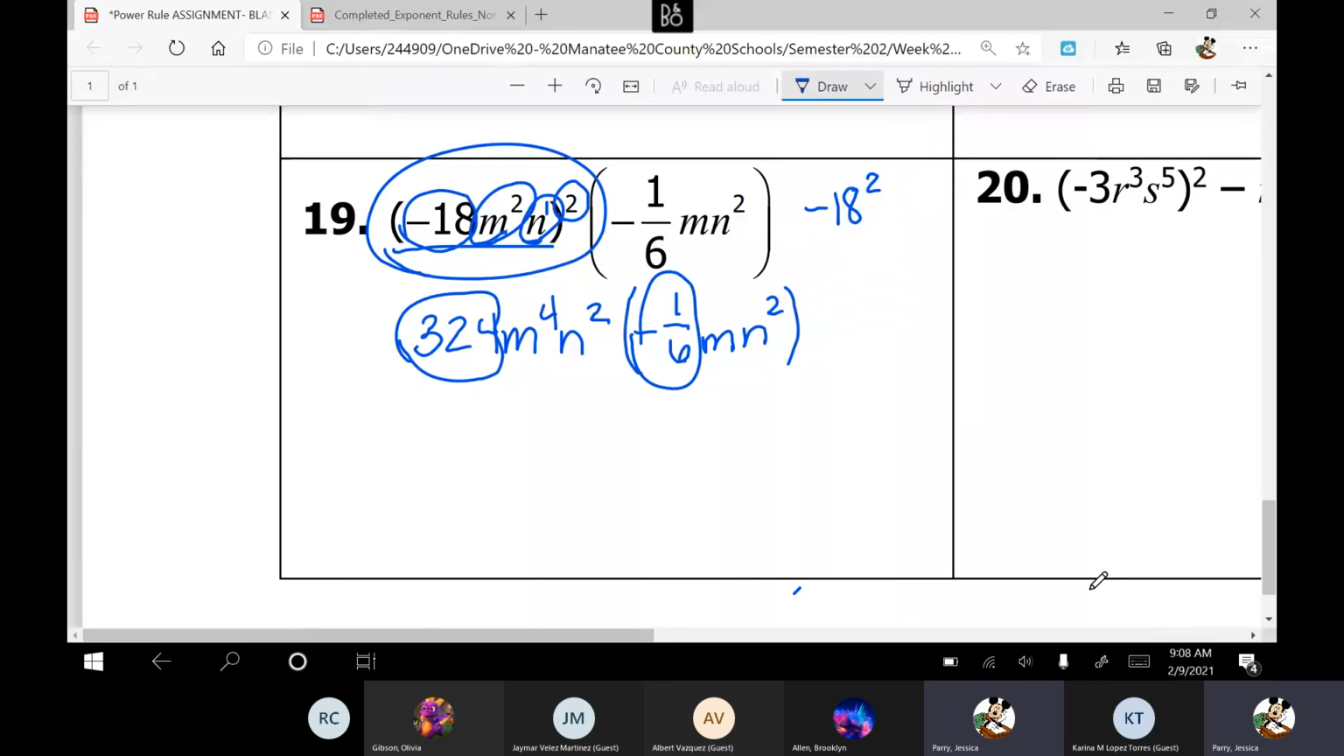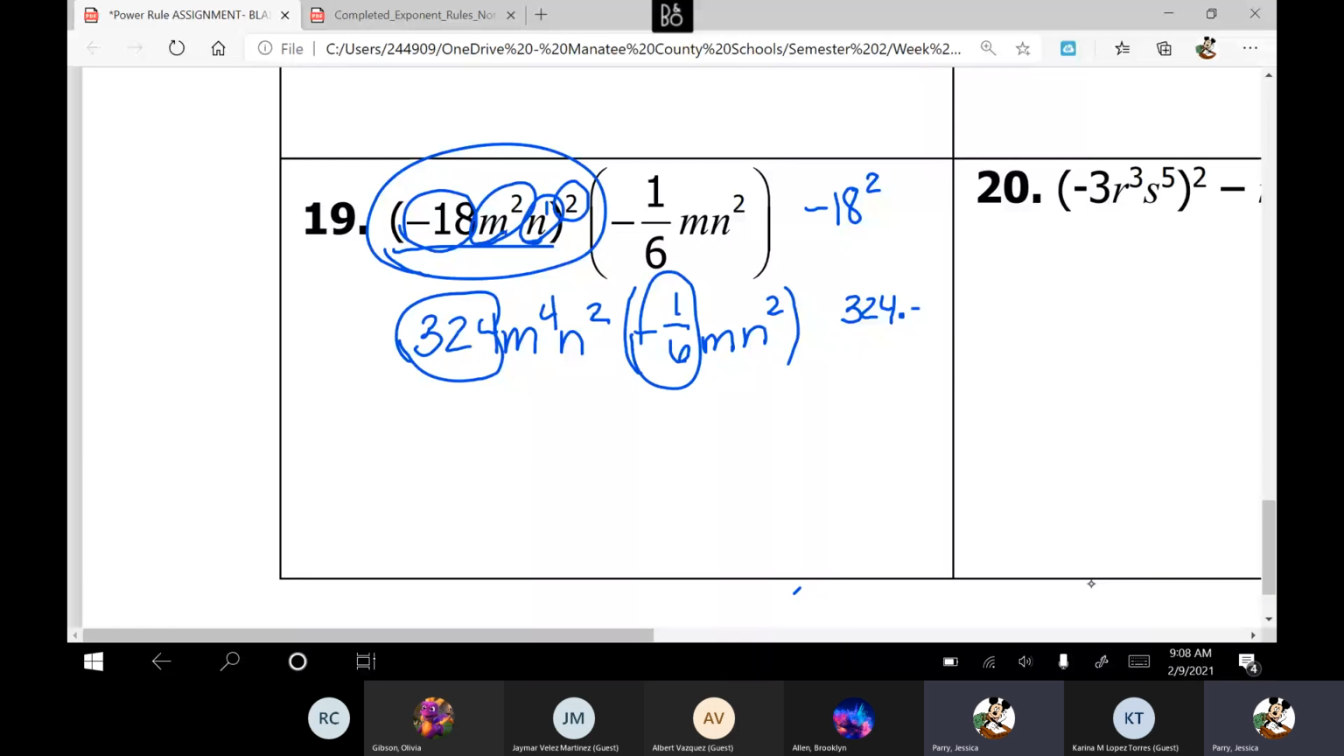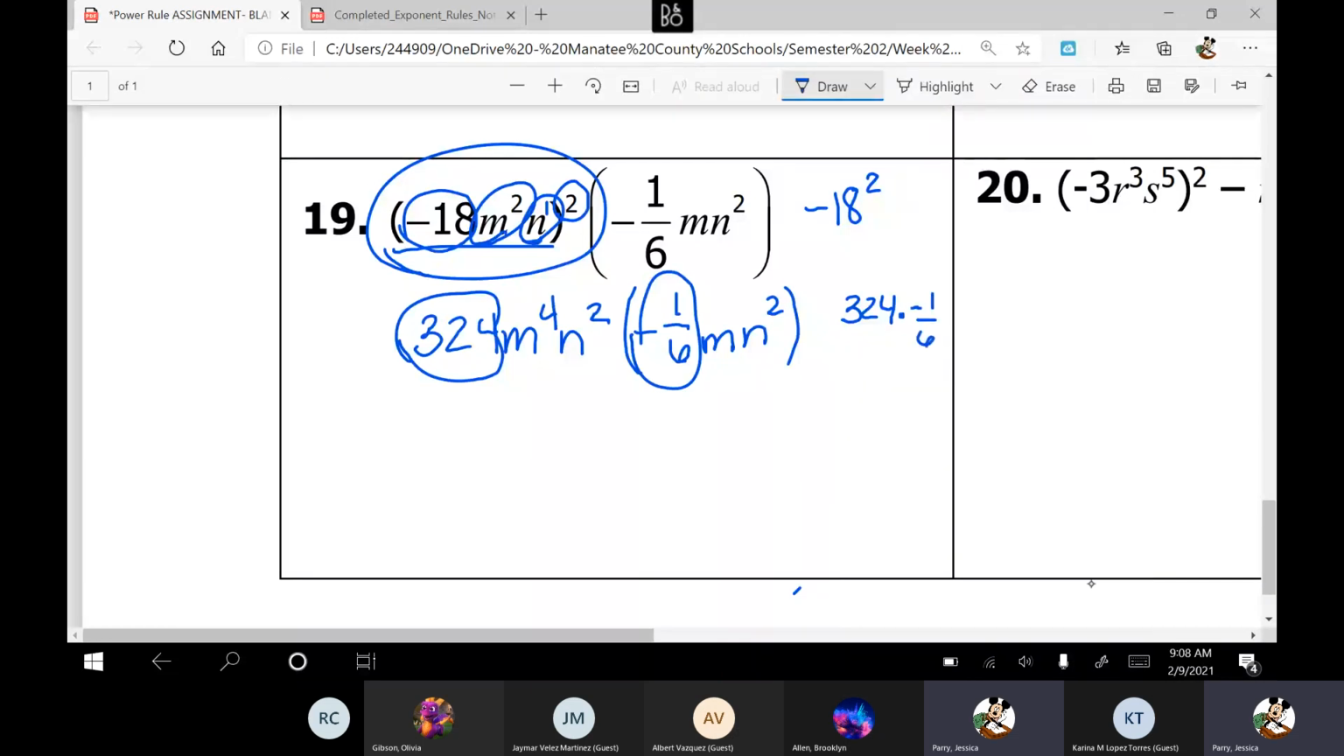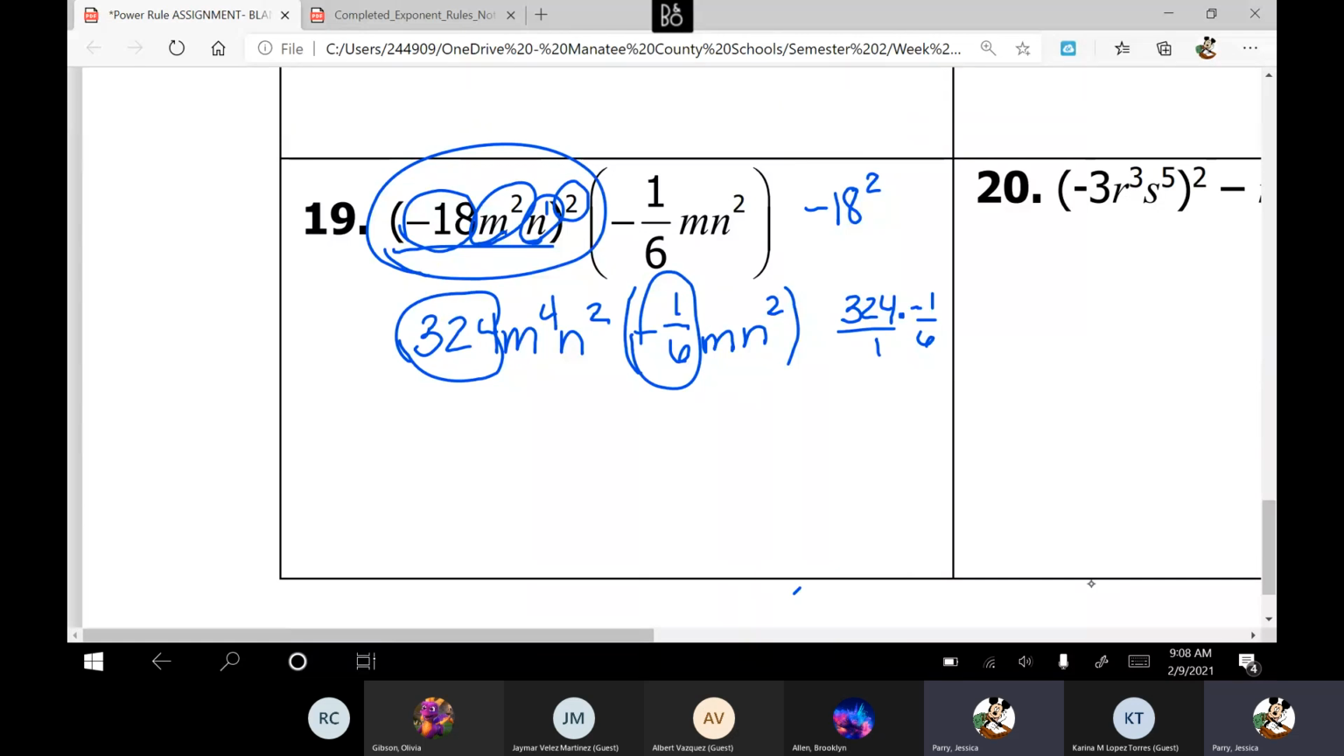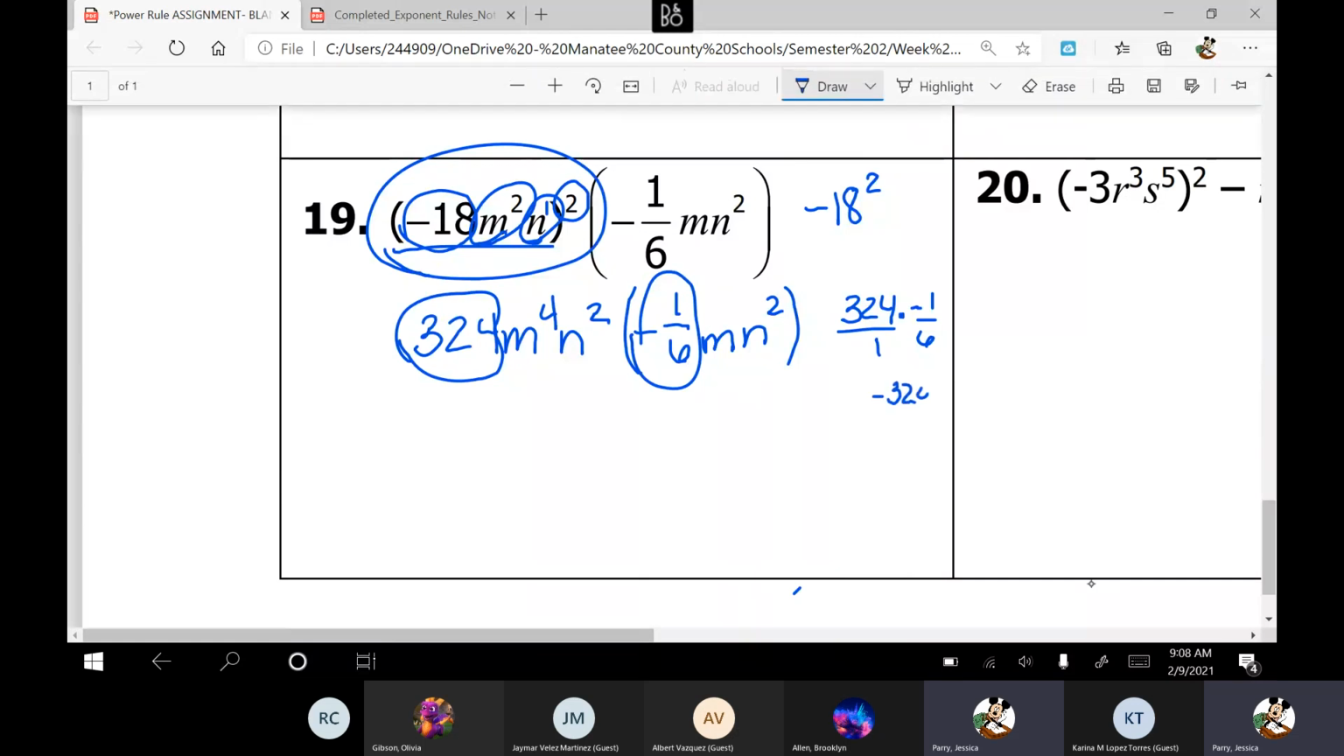So let's multiply the 324 times the negative 1 over 6. Okay, you want to multiply fraction times a fraction. So I'm going to put that 324 over 1. So multiply straight across. 324 times negative 1 is negative 324. And then 1 times 6 is 6.